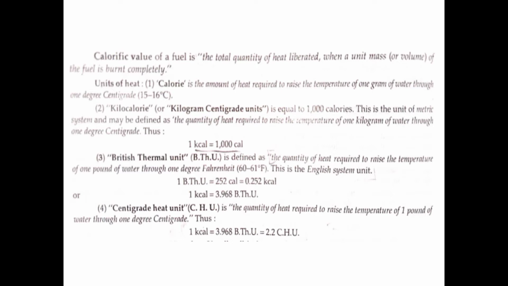Okay, the fourth unit for measuring calorific value is the centigrade heat unit, which is the quantity of heat required to raise the temperature of 1 pound of water through 1 degree centigrade. The conversion is 1 kilocalorie is equal to 3.968 British thermal unit, or equal to 2.2 centigrade heat unit. Okay, these are the four units for measuring calorific value.